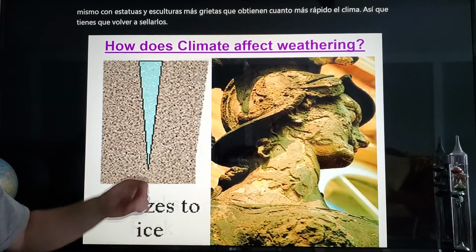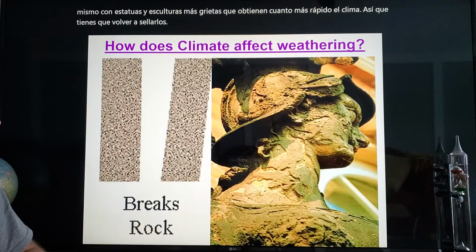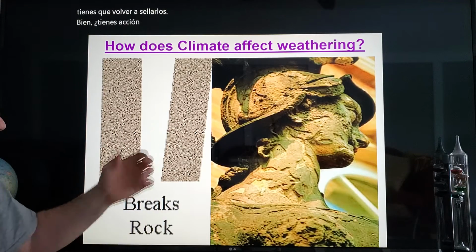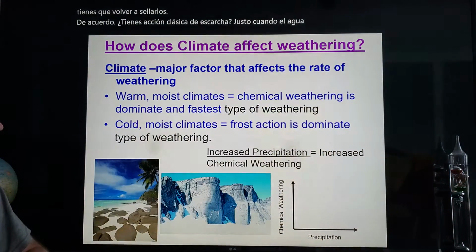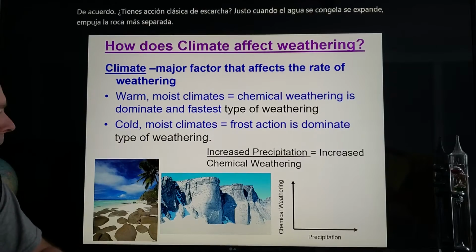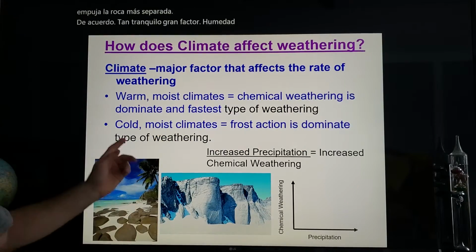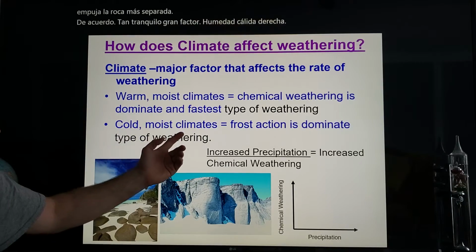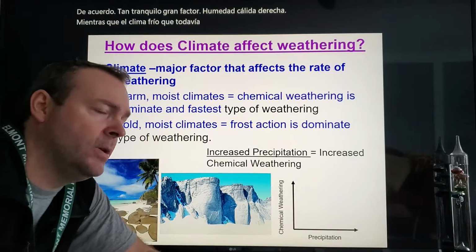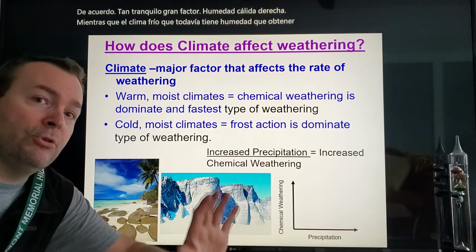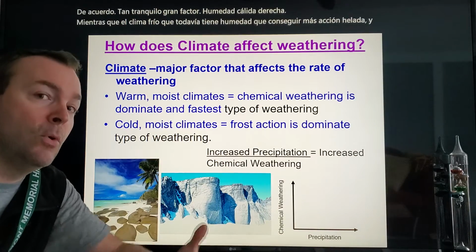Okay, there you have classic frost action, right? As the water freezes, it expands, it pushes the rock further apart. Okay, so climate a huge factor, right? Warm, moist climates, you're going to have more chemical weathering. Whereas cold climates that still have moisture, you're going to get a little more frost action. And it's even faster if the temperature goes above and below freezing more frequently.